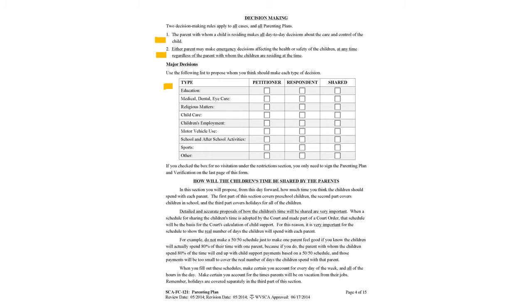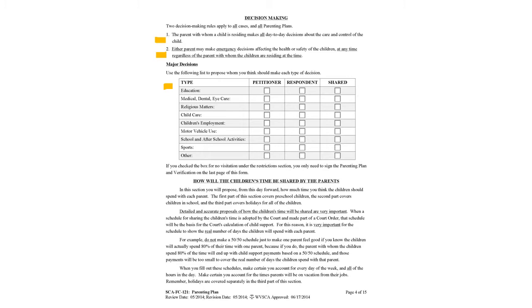The court may grant sole decision-making to one parent for the same reasons that they place restrictions or limitations on that parent's parenting time. If you check the box for no visitation under the restrictions on page 3, then skip to the last page, page 15, and sign this page when you are in front of a notary. You are done. The remainder pages talk about how the time will be shared between the parents.